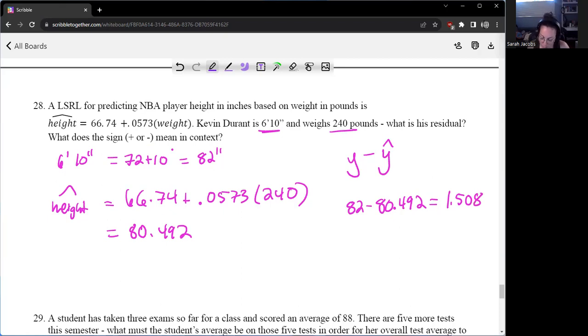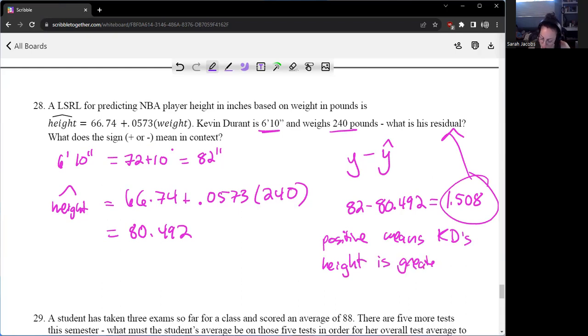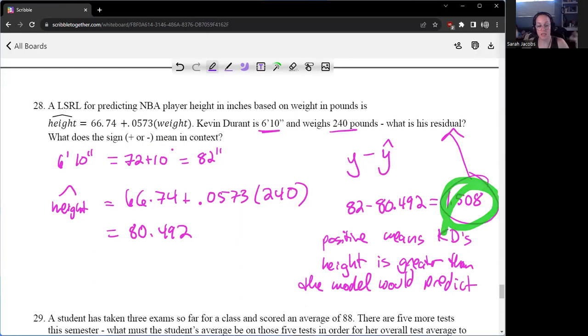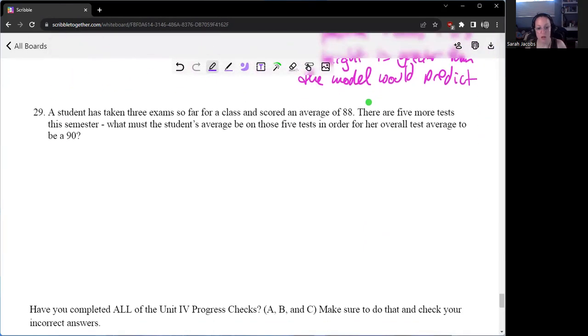So this is the residual. And the fact that it's positive means Kevin Durant's height is greater than the model would predict. If we had a negative residual, that would mean his height is lower than the model would predict based on his weight. All right. Cool.